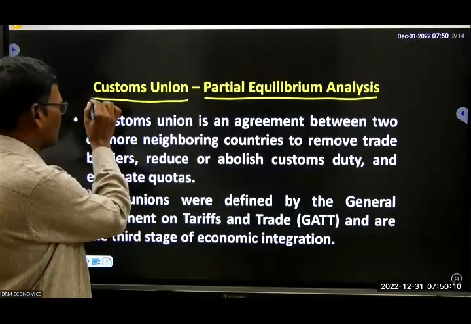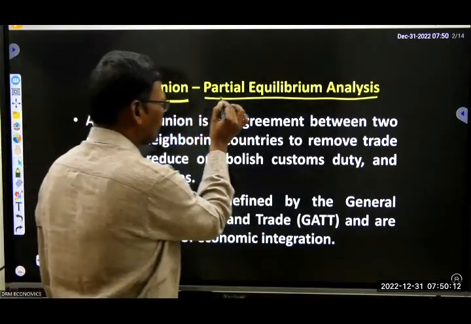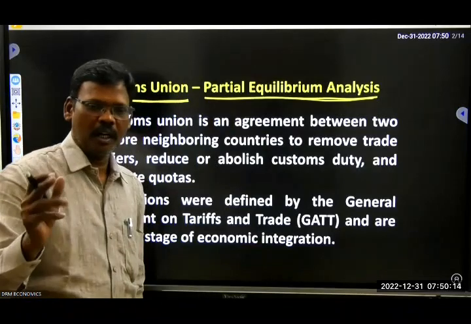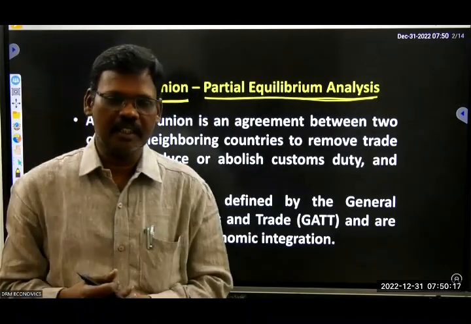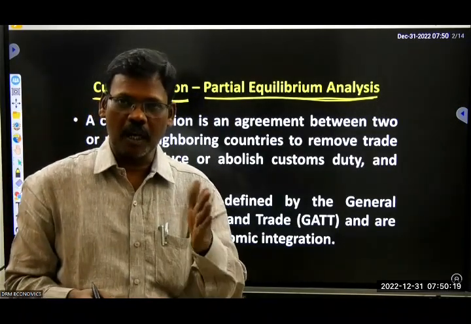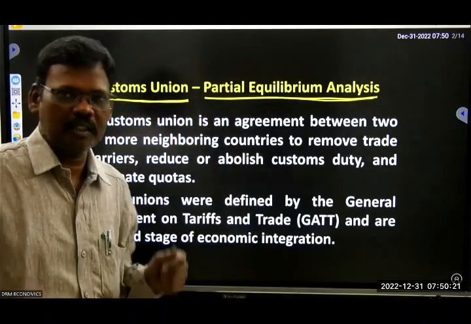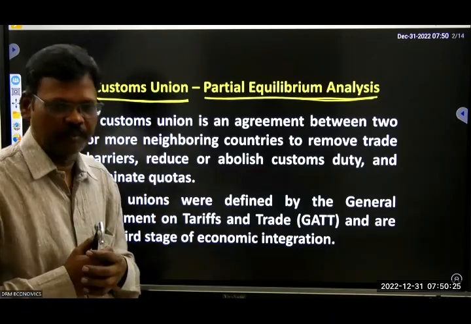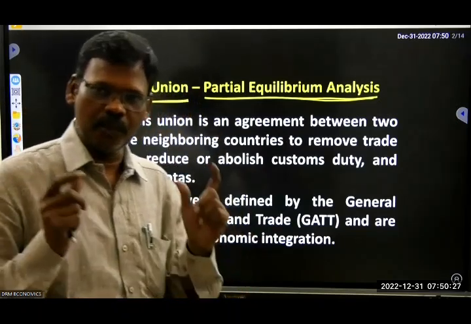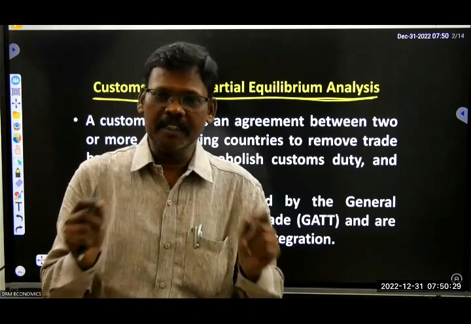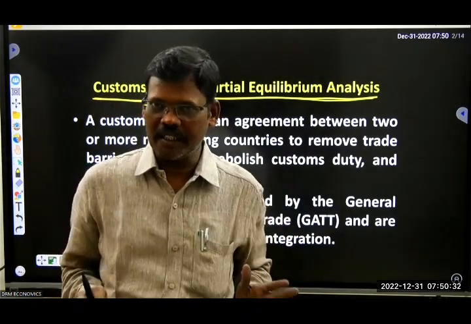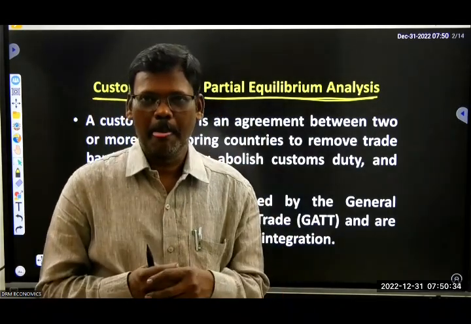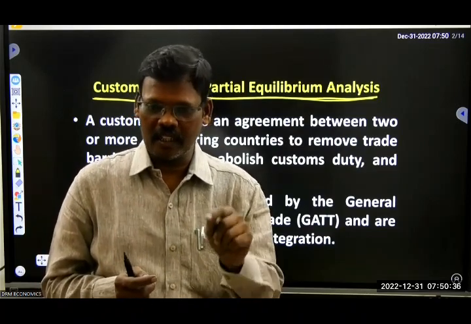Today we will discuss the customs union and partial equilibrium analysis. Otherwise, we can say the partial equilibrium analysis of the customs union. So here, first of all, what is a customs union? Please remember that all these topics are related to international economics, particularly international trade.